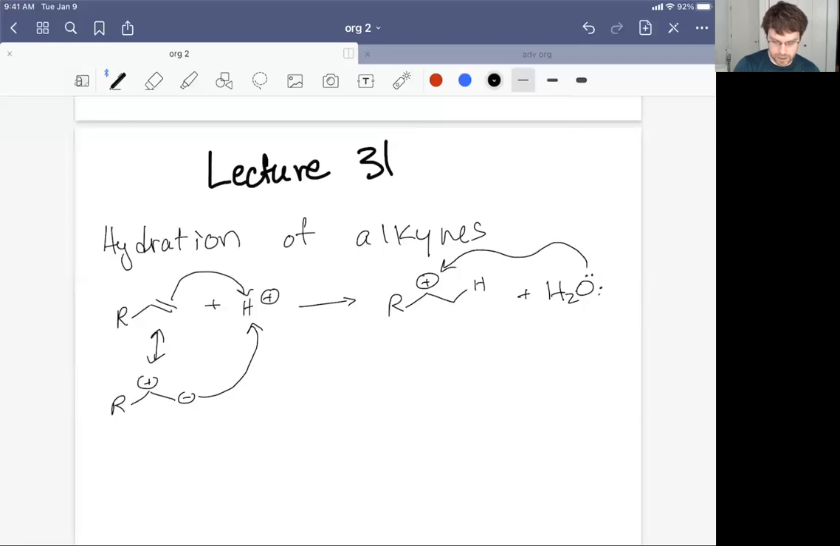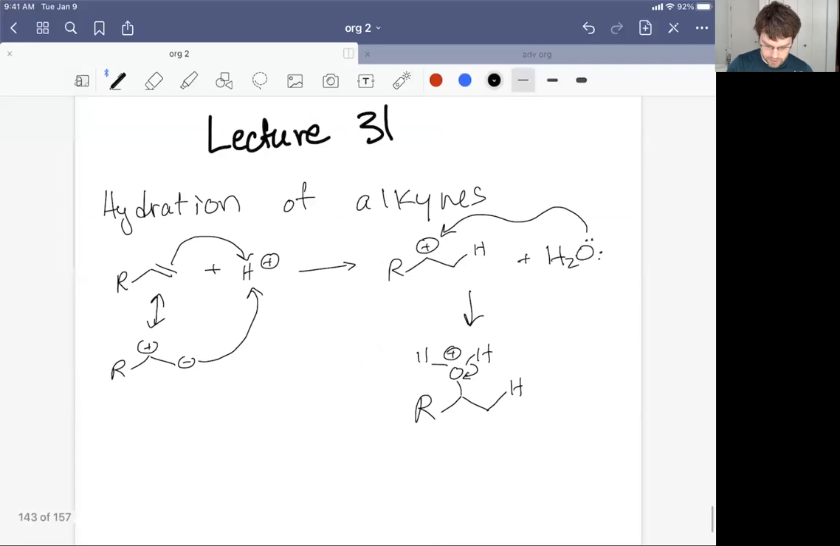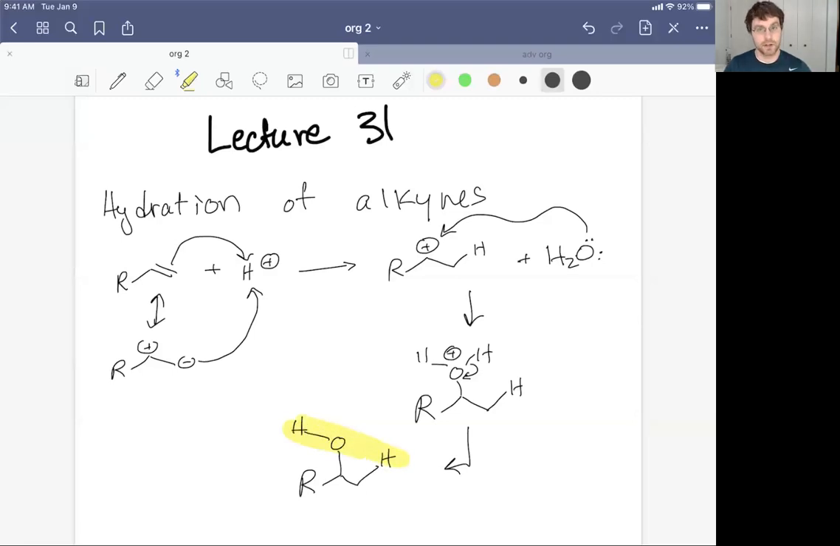the lone pair could engage the more substituted position, which is the more stable carbocation because it's more substituted. Okay. So after the water adds, we would then have this intermediate structure, which can lose a hydrogen atom to give a neutral molecule. And that allows us to see how we get a hydrated alkene. So this reaction follows the Markovnikov rule.